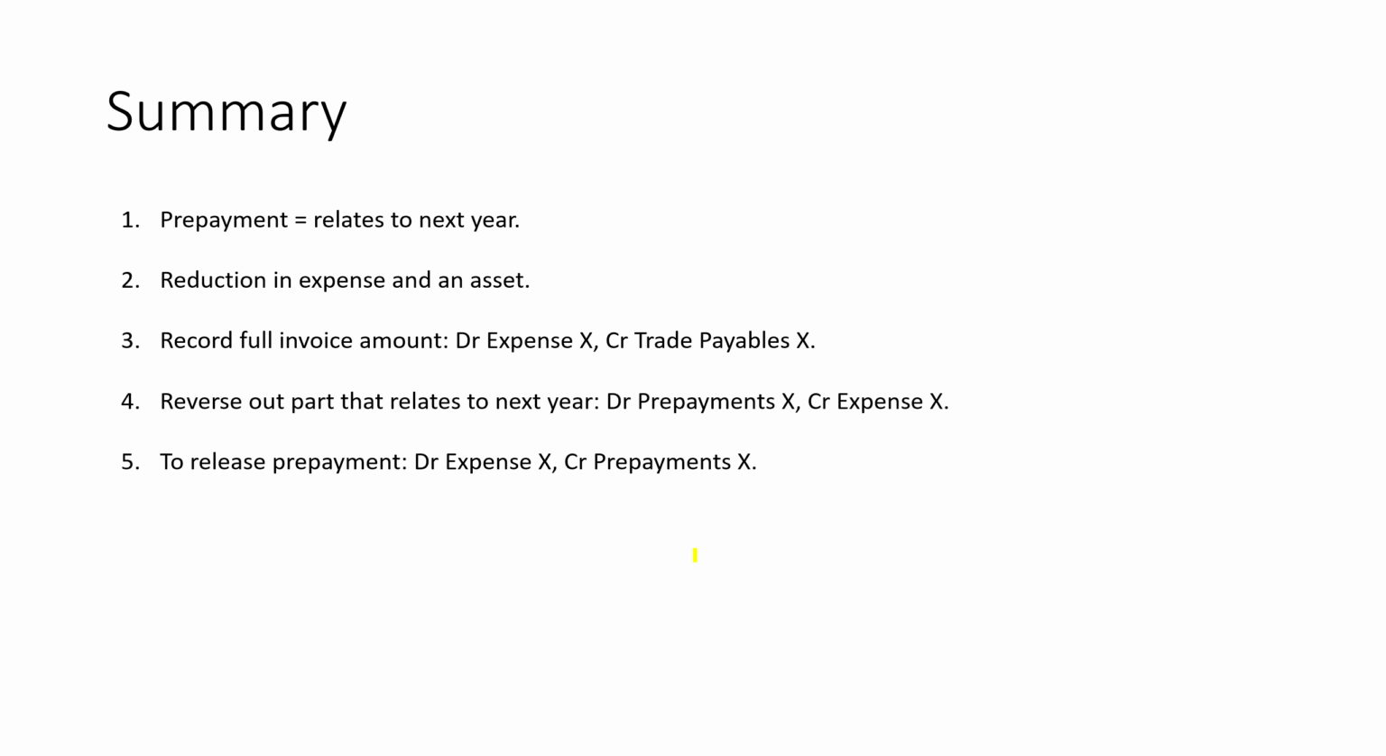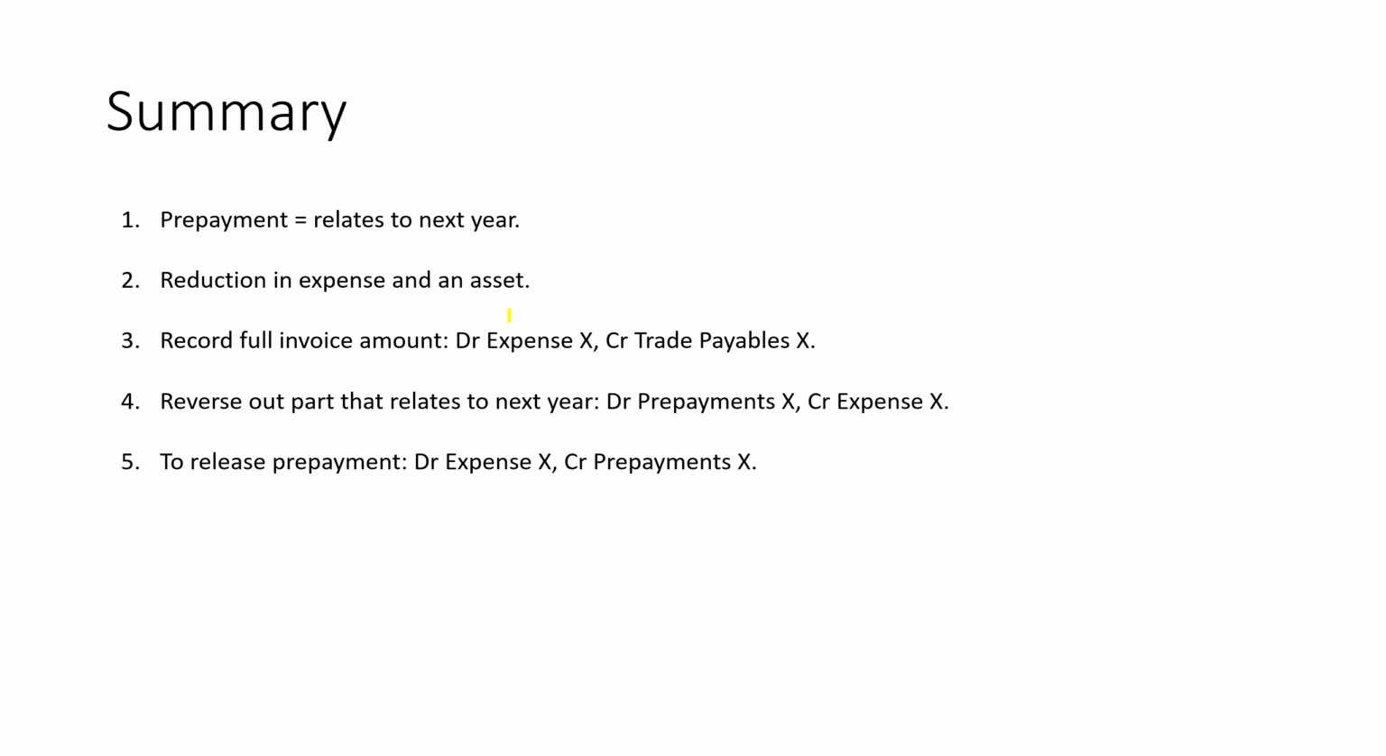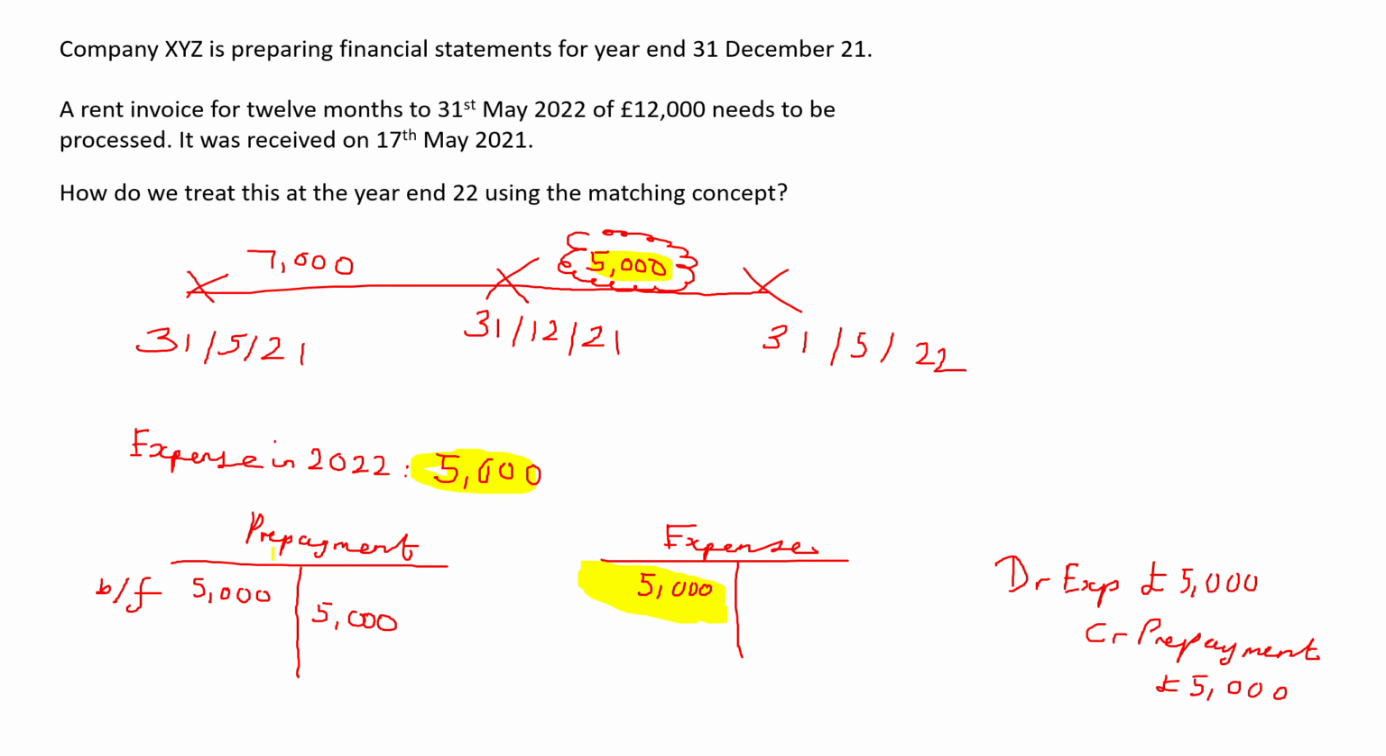Okay. What did I want to point out? So in this case, it's much simpler, isn't it? So for prepayment, I know we've reversed it out, so the prepayments is currently nil. And that means this year, we're also going to record another prepayment based on the next invoice, if you like. So probably the next invoice is going to go to 31st of May 23 instead.